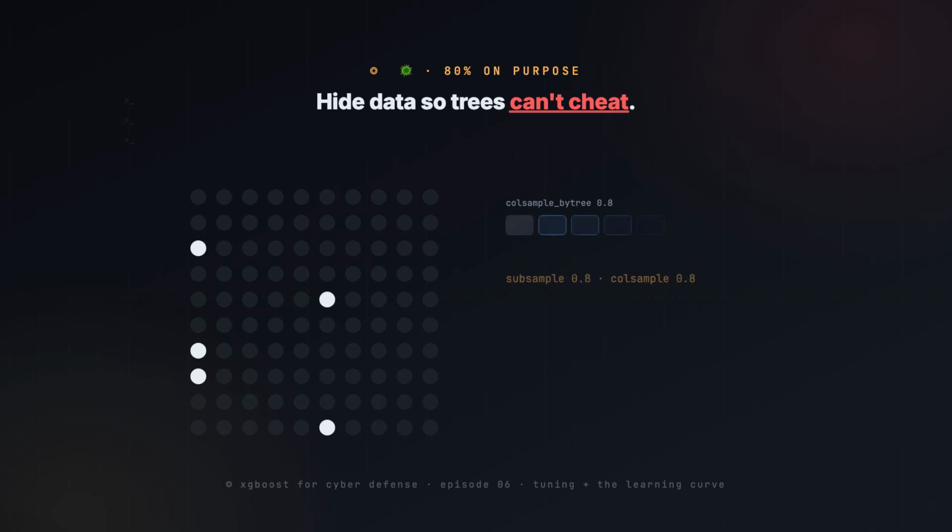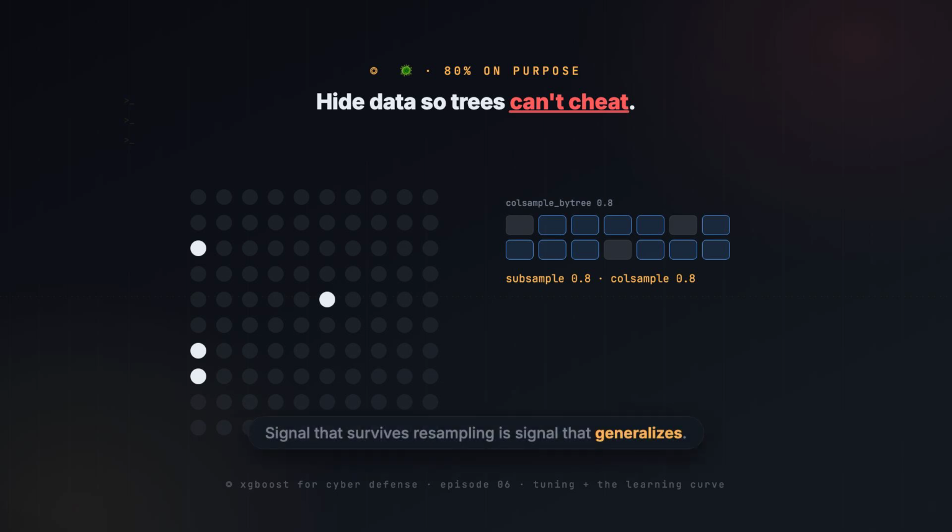No single tree can lock onto one flow's quirk because it probably didn't see that flow. The randomness is the regularizer. It forces trees to find signal that's stable across resamples, which is the definition of signal that generalizes. Drop both to 0.8 and the train-val gap shrinks without touching depth.